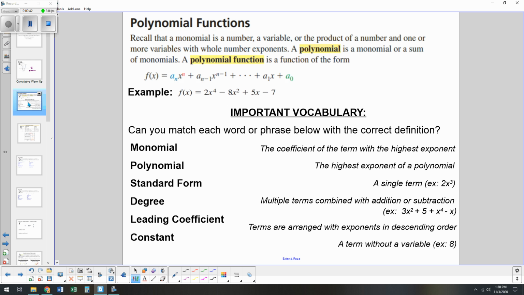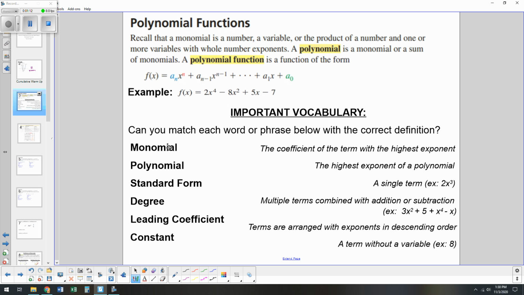So we're going to talk about polynomials, and a lot of this stuff you've seen before, so we're going to go through it a little quickly. So if you recall, a monomial is any number, variable, or a product of a number and a variable. A polynomial is a monomial or a sum of monomials. So a polynomial is just a bunch of terms being added together as long as each one is considered a monomial. So for each of these words, we're going to match up what the term is with its definition.